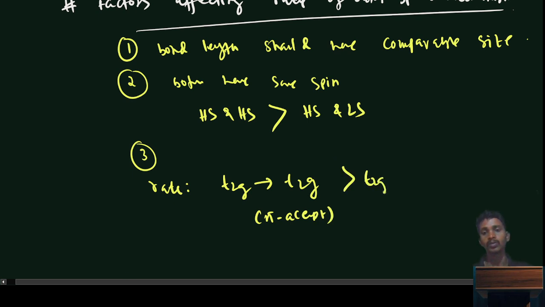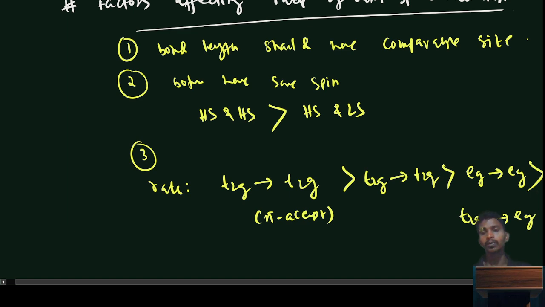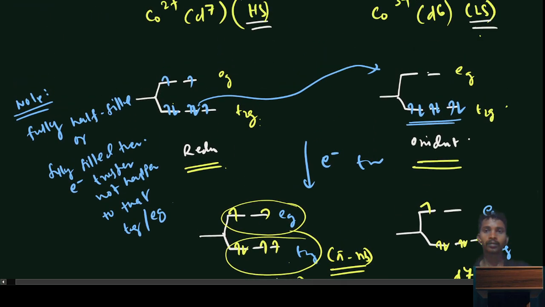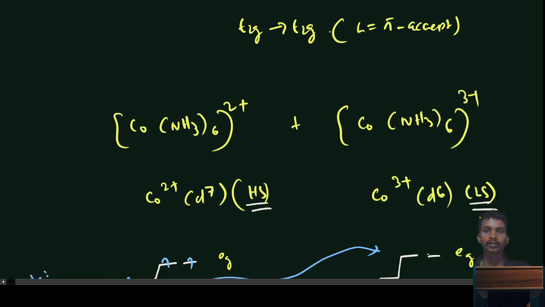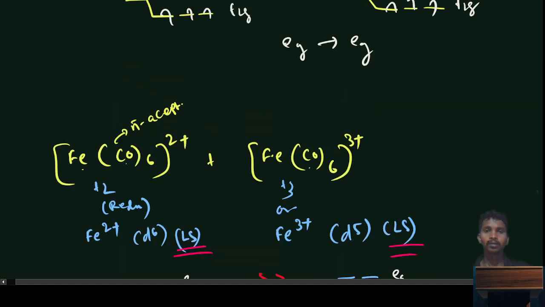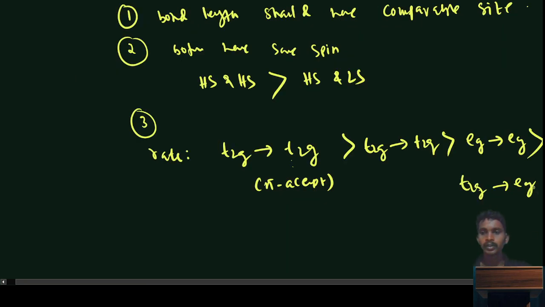Then we have T2g to T2g where the pi acceptor ligand is not there. Then we have the concept of eg to eg. Then we have T2g to eg, because here we are changing. So the same type of transfer is high: T2g to T2g, and eg to eg, then T2g to eg.